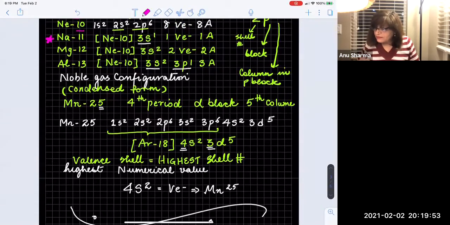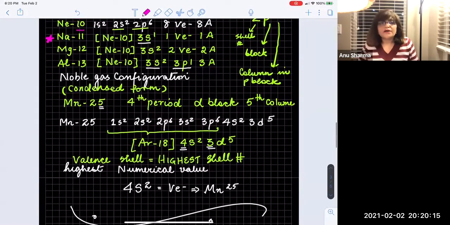But let's look at aluminum, neon, inner core, 10 electrons. The remaining 3 electrons are going to go to 3s2 and 3p1. And it makes sense because aluminum is present in the third row. Aluminum is present on the P block. And aluminum is present in the first column in the P block. So you see 3p1.